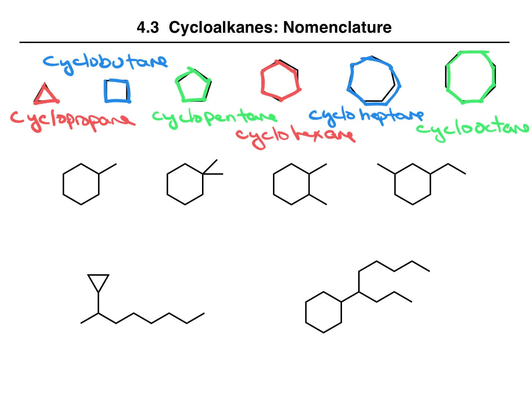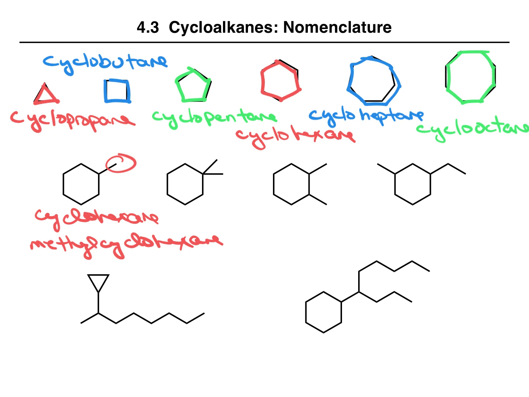Now what if we have a cycloalkane that has branches? So the ring is bigger than the chain, so we will name this as a substituent on the ring. So our base name is cyclohexane, but we have a methyl branch, so this is methylcyclohexane.